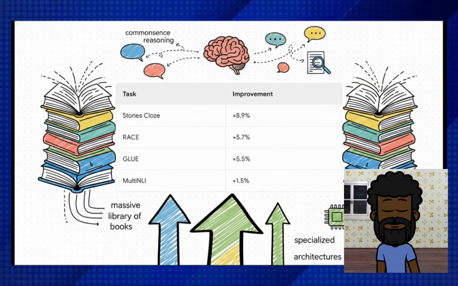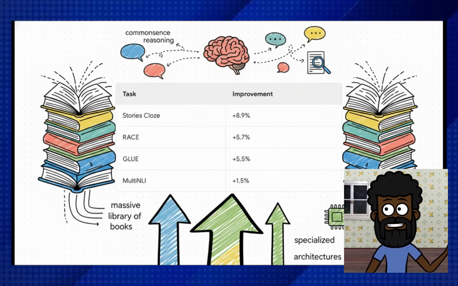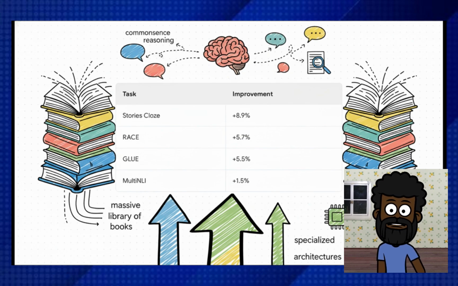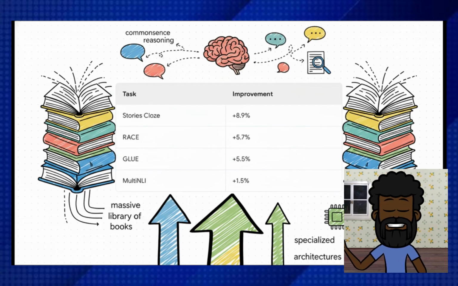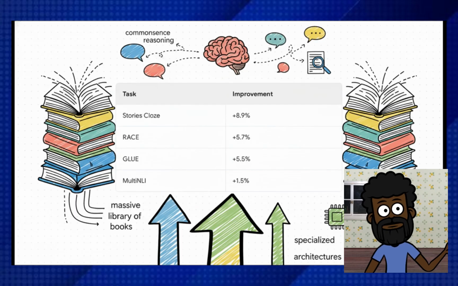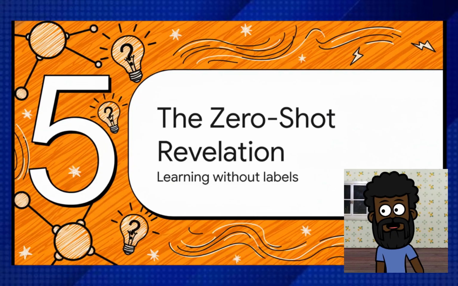And we're not talking about minor tweaks here. These data gains were massive. On the Stories Close test, which measures common sense reasoning, it hit an 8.9% absolute improvement. On the RACE dataset, which is made up of really tough middle and high school reading comprehension exams, it jumped by 5.7%. For the GLUE multitask benchmark, up 5.5%. And on multi-NLI for textual entailment, up 1.5%. Simply by reading a huge library of books totally unsupervised and then doing just a little bit of fine-tuning, it thoroughly decimated specialized architectures.